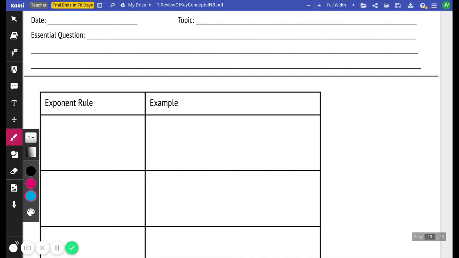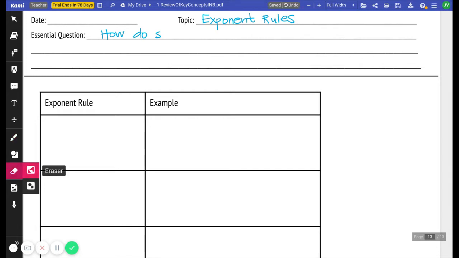We are on our fifth and final section of this first unit. Our topic is exponent rules. And basically the thought for the moment is, how do we simplify exponents?